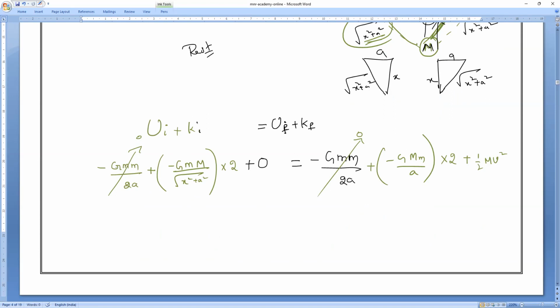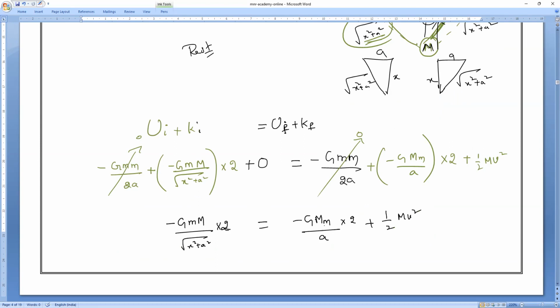So now, as it is, both are equal and they always remain constant, pivoted point. So finally this one: minus G into small m into capital M divided by root over x square plus a square, which is equal to this side also: minus G into capital M into small m divided by a, plus half m v square. So this is what it is.